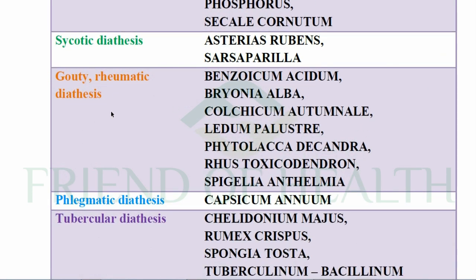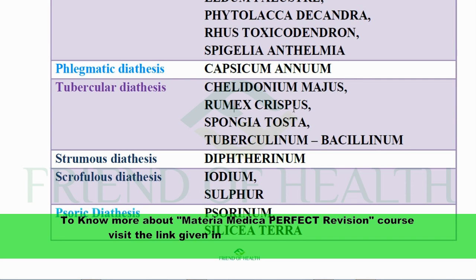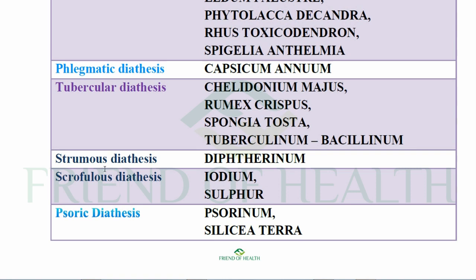And gouty rheumatic diathesis also having many remedies like hemorrhagic diathesis, Benzoic acidum, Bryonia alba, Colchicum autumnale, Ledum pal, Phytolacca decandra, Rhus toxicodendron and Spigelia, 7 remedies. And phlegmatic diathesis, Capsicum annuum, only one remedy. So from diathesis, this is a potential question because only one remedy is there. Phlegmatic diathesis, Capsicum annuum. And tubercular diathesis, Chelidonium majus, Rumex crispus, Spongia tosta, Tuberculinum bacillinum.